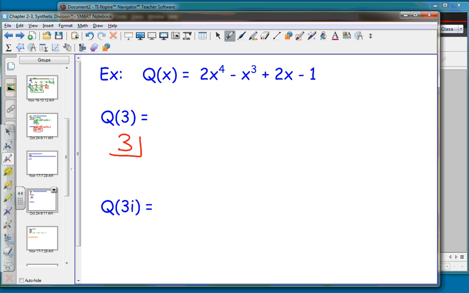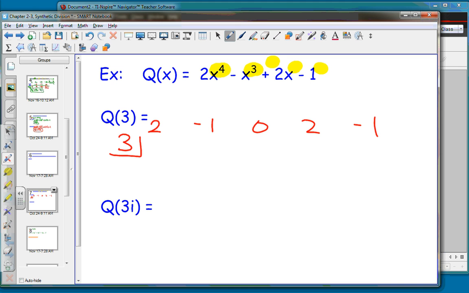So am I missing any of those lovely little powers? 4, 3. Oh, I'm missing a 2. There's a 1 and there's a 0. Do you see that 0 there? There's no 0, so I have to add it in there, right? So I have 2, negative 1, 0, 2, negative 1.